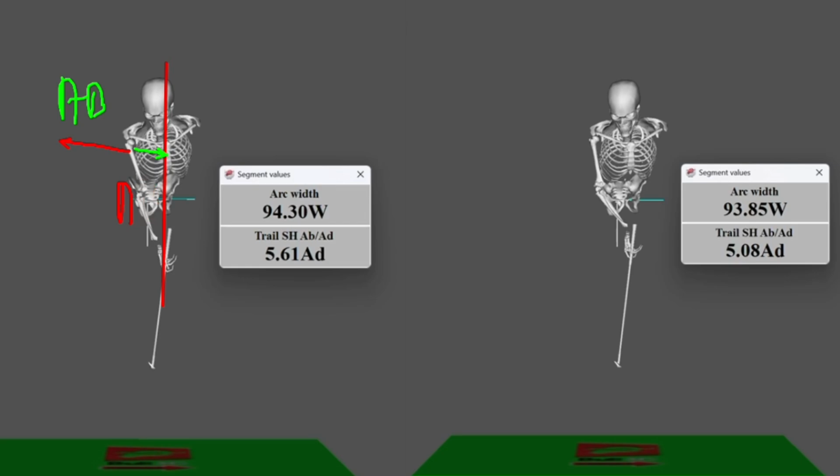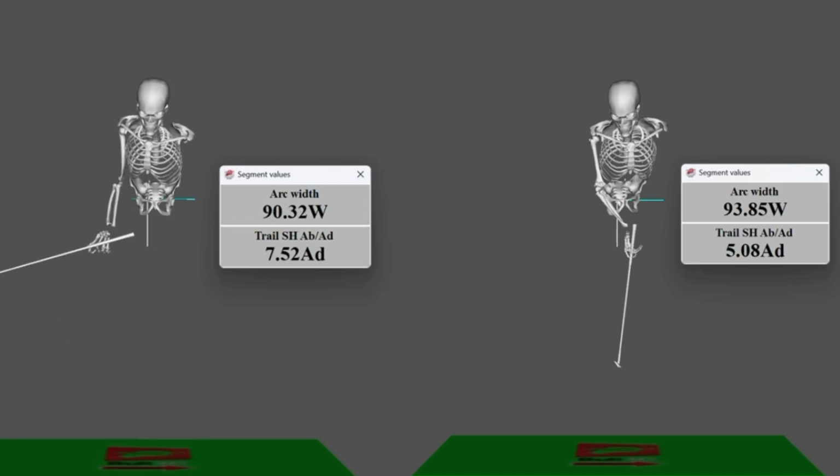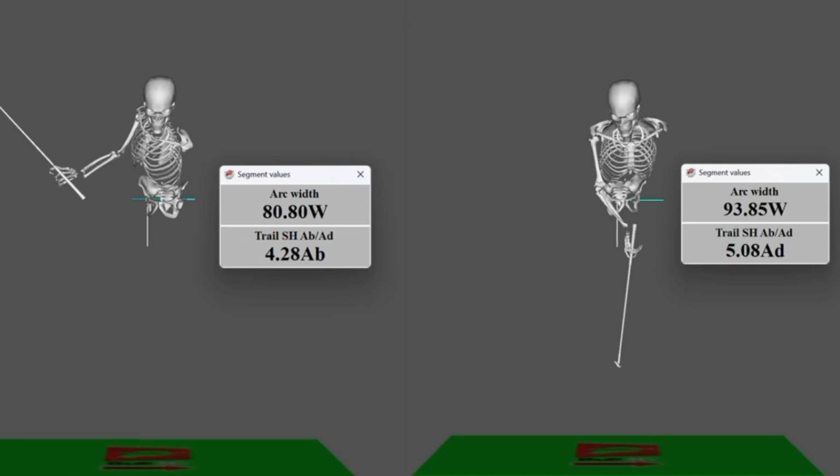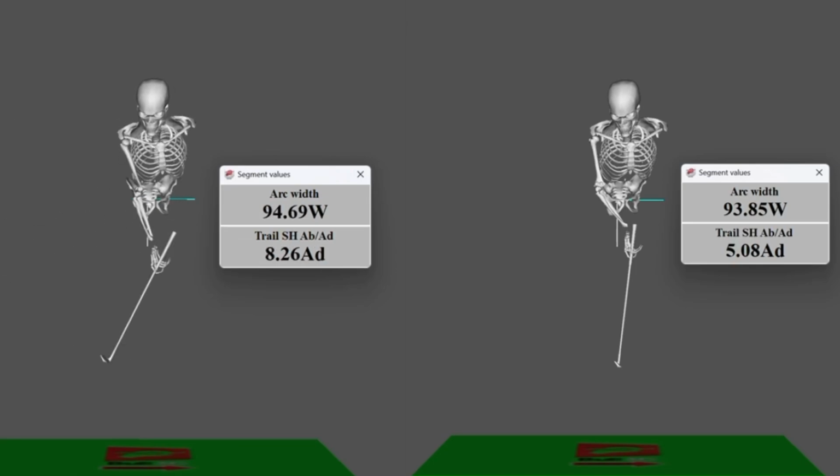So let's get going and have a little look at this player. We've got the player on the left-hand side with a standard grip, same player on the right-hand side with a reverse grip. So let's have a look at a couple of these values. We're going to look at the arc width. Now as we go into this backswing position, this backswing is going to get a little longer than what we're going to see over on the right-hand side, but we do see a narrowing of that arc width.